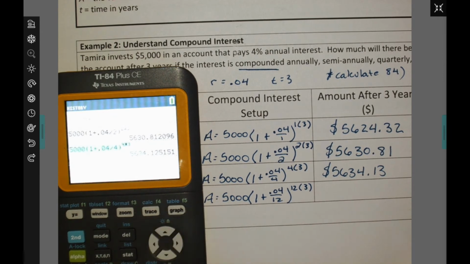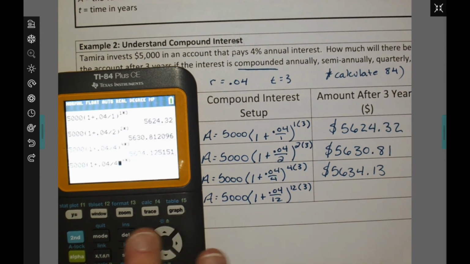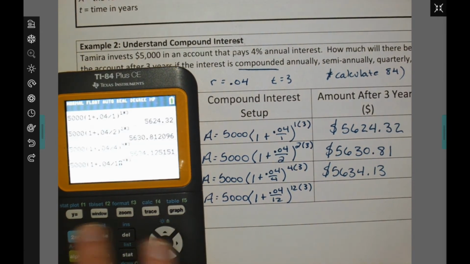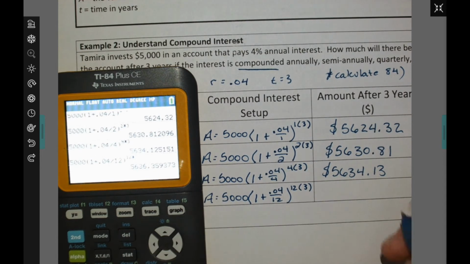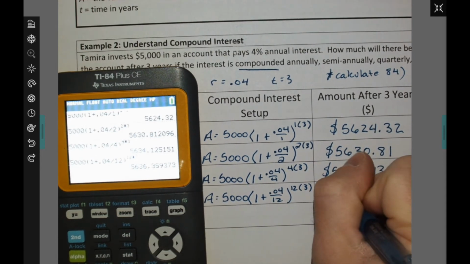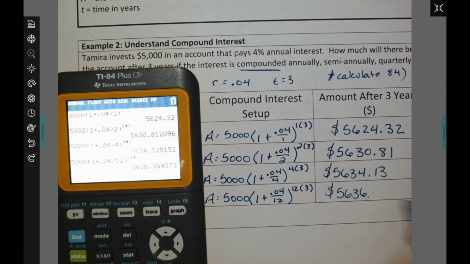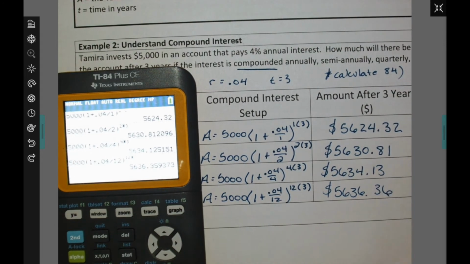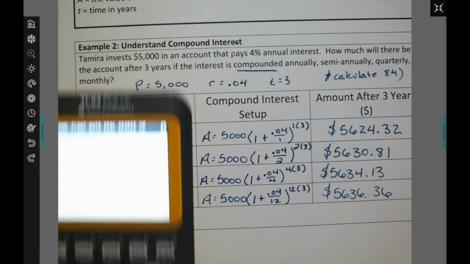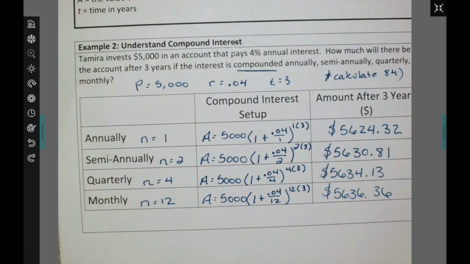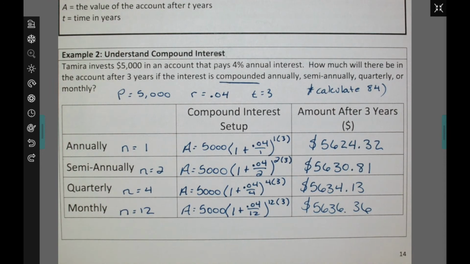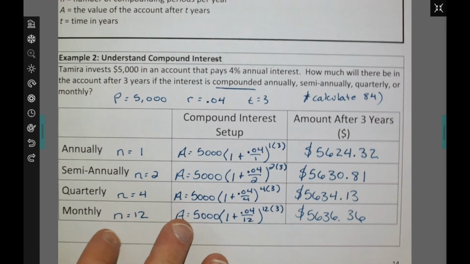And then our last one, we are going monthly. So we have the same setup, just changing our n values. So it should be 12, and then we got 12 times 3 up top. So $5,636.36. Okay. So that would be for compounded interest, just straight compound. The key to the problem is finding n. Okay, so how many times is it being compounded per year?